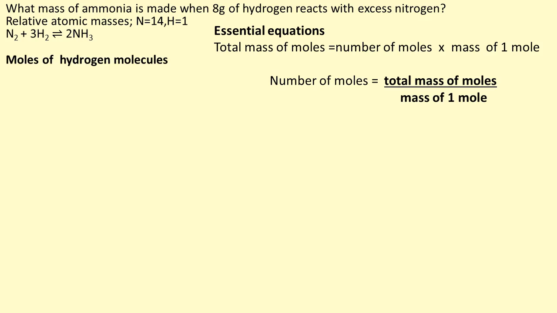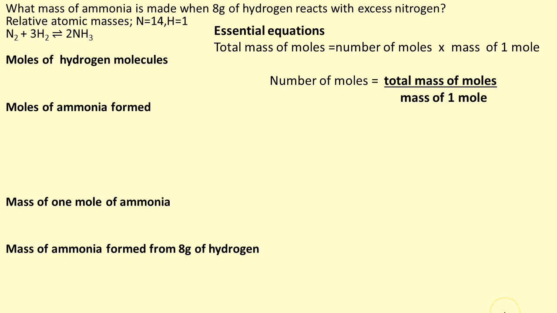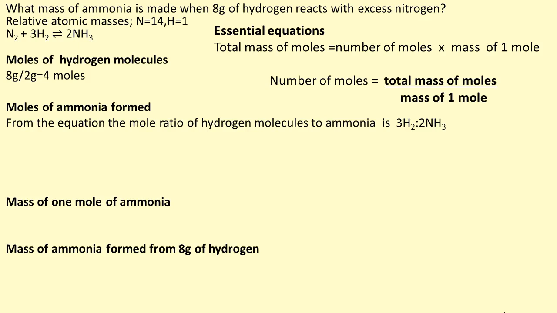The 4 stages would be calculating the number of moles of hydrogen molecules. Then we'd want to use the ratio which is given in the balanced symbol equation between hydrogen and ammonia to work out the number of moles of ammonia formed. Then calculate the mass of 1 mole of ammonia, and then calculating the mass of ammonia formed from 8 grams of hydrogen. So, firstly, let's calculate the number of moles of hydrogen present in 8 grams. We take the mass, 8 grams, and divide it by the mass of 1 mole of hydrogen molecules. 8 grams divided by 2 grams gives us 4 moles.